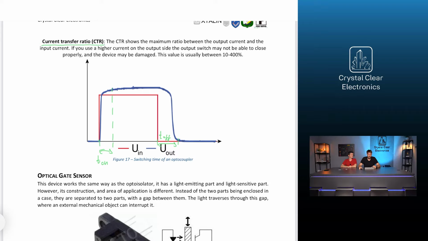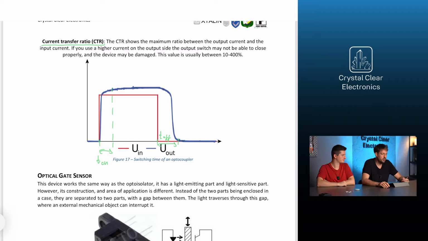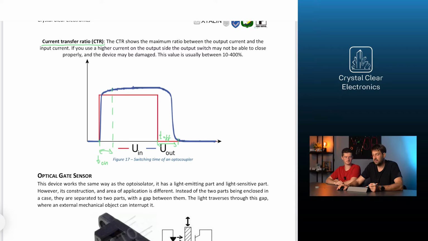Current transfer ratio. It is also an essential property of these components. The CTR shows the maximum ratio between the output current and the input current. If you use a higher current on the output side, the output switch may not be able to close properly and the device may be damaged. This value is usually between 10 to 400%.